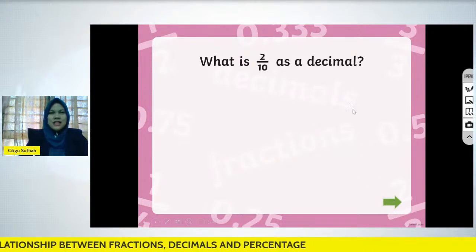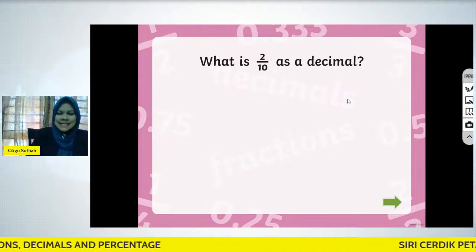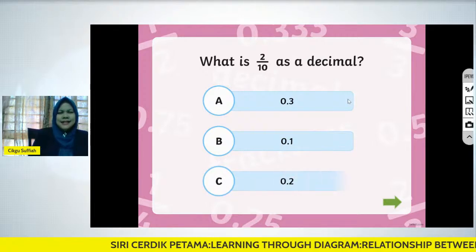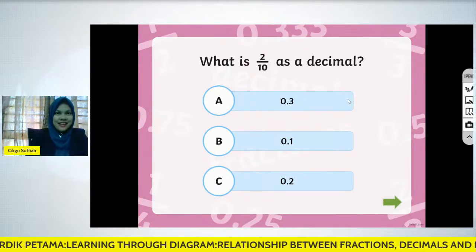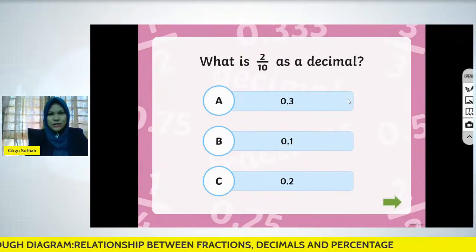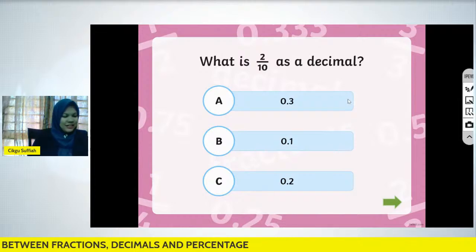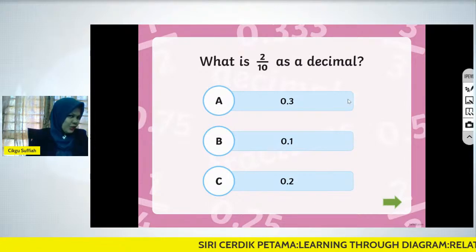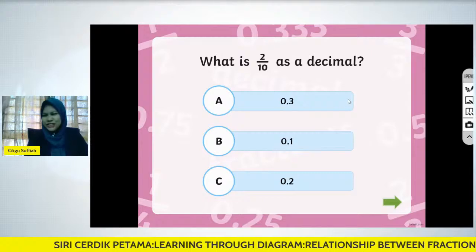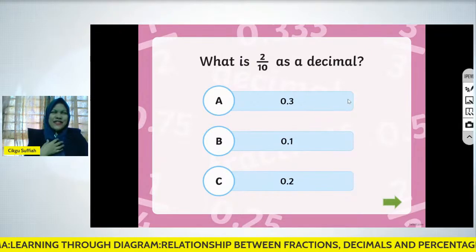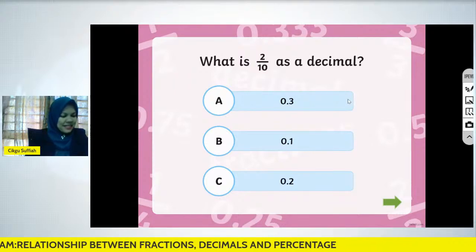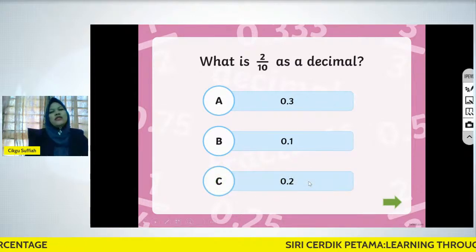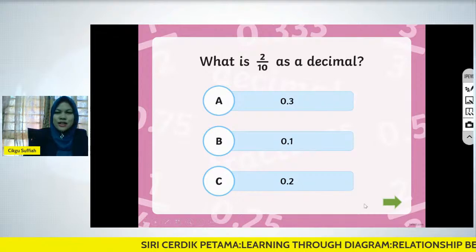Next, we go for percentage. So what is 2 over 10 as a decimal? A, 0.3. B, 0.1. C, 0.2. 2 over 10. Which one? C, 0.2. Are you sure? When you say it like that, do you feel not really confident? Yeah, 2 over 10 is 0.2 indeed. Let's click. You should give yourself a thumbs up. So far you got all correct.